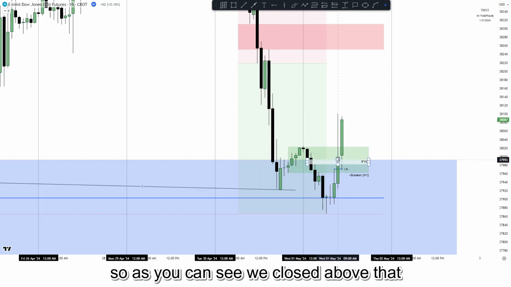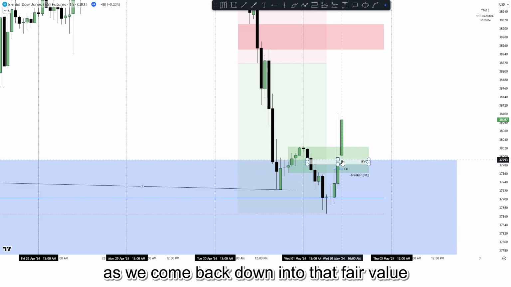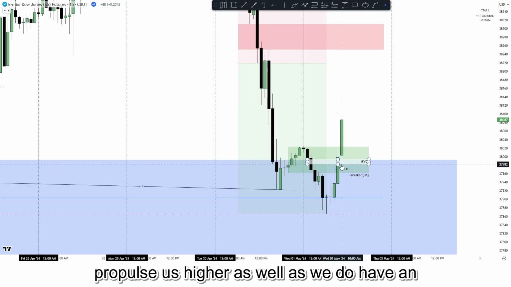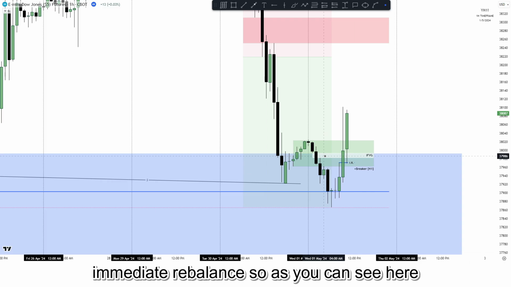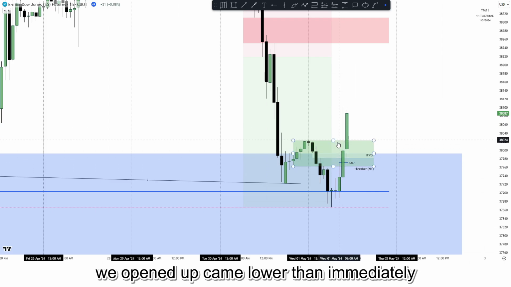So as you can see, we closed above that bearish fair value gap with a body close, and as we come back down into that fair value gap, it is now a support level to then propulse us higher, as well as we do have an immediate rebalance. So as you can see here, from this 1 hour high to this 1 hour low, we opened up, came lower, then immediately left it.